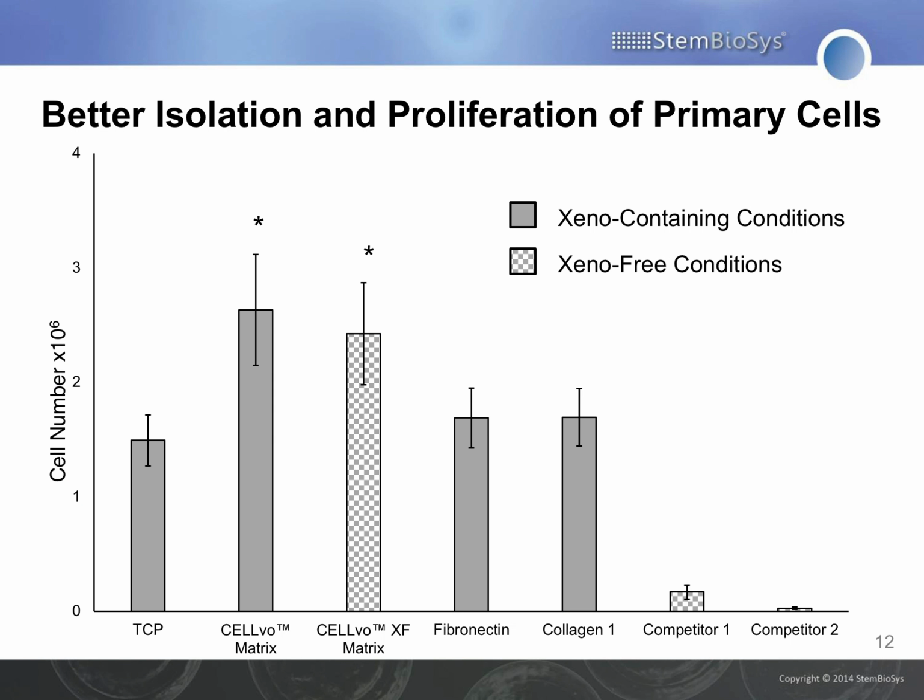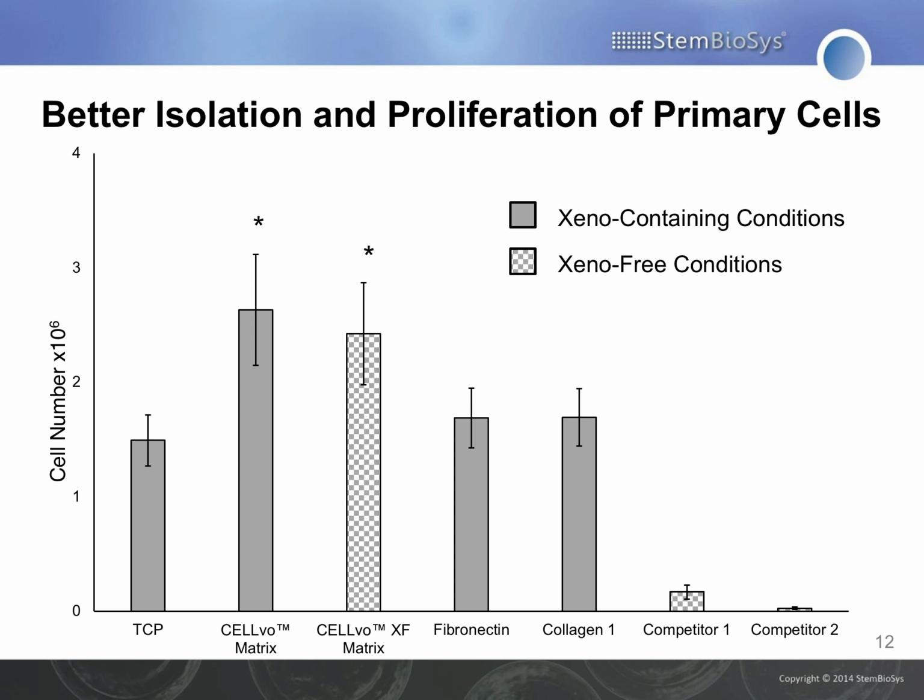Here is looking at proliferation of different types of products. Starting on the left, that's tissue culture treated plastic. Then we have our two CELLVO matrix products, the standard product and the xeno-free product. Then we have coated dishes. So this is a fibronectin coated dish, a collagen 1 coated dish. These are made by BioCoat type dishes. And then we have two different competitors' products. These are products that are used specifically for mesenchymal stem cells.